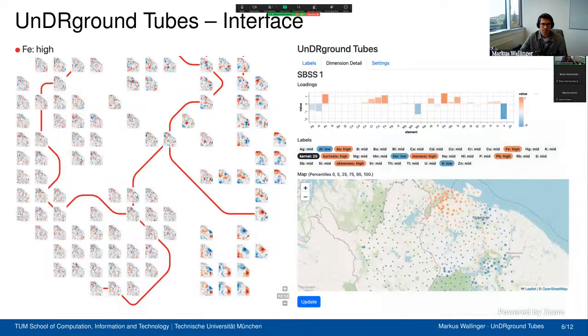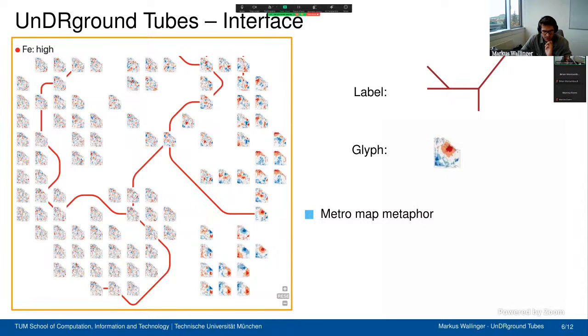And the solution that we propose is called UnDRground tubes. Here you see the interface, and it can roughly be split into an overview and a detail part of the interface. But let's go over the overview first. What we do is we represent each latent component as a glyph. This is similar to the map that the analysts are used to working with. And for the labels, here we use the metro map metaphor.